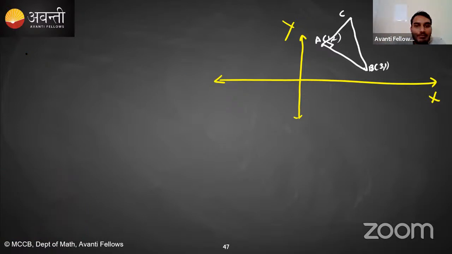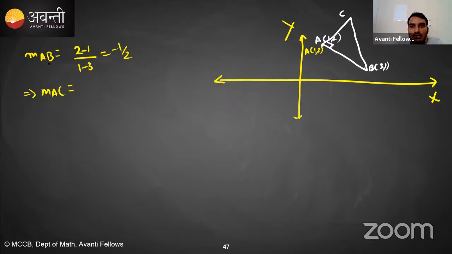Okay, so everyone, tell me what is the slope of AB. The two points are given, so finding the slope is not a very difficult thing. A point is (1, 2) and B point is (3, 1). So 2 minus 1 upon 1 minus 3, which is minus half. So it implies what will be the slope of AC? Negative reciprocal of the slope of AB, because AC and AB are perpendicular, so the slope of AC should be 2.